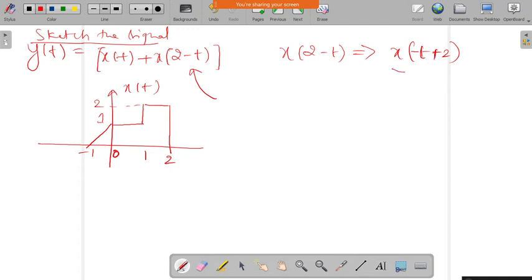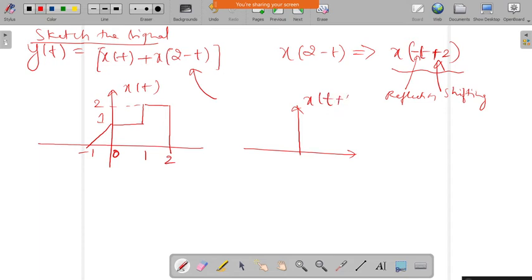Okay, so in this particular case there are two operations involved. What are the operations? First one is time shifting, then it is reflection. So it is the shifting operation, then the reflection. As per our rule, first we need to do the shifting. So first we will do the shifting operation, that is x of t plus 2.